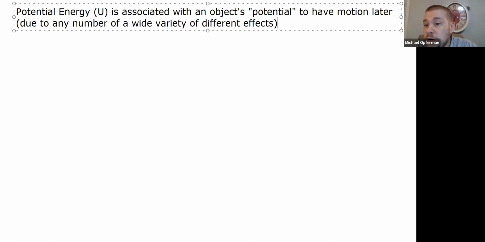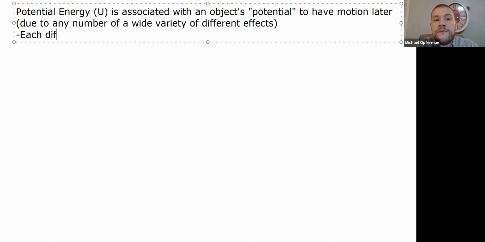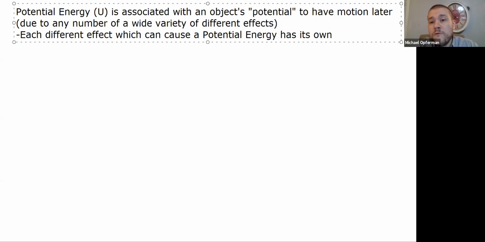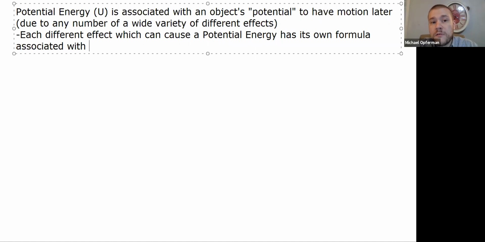So when you think about potential energy, you don't want to think about one specific cause of potential energy or one specific source of potential energy or one specific formula for potential energy. Each different effect which can cause a potential energy has its own formula associated with it. There isn't one universal formula for potential energy. A lot of times students are searching for what's the formula I plug into for this. I want to say right off the top, there isn't just a formula you plug into for potential energy.